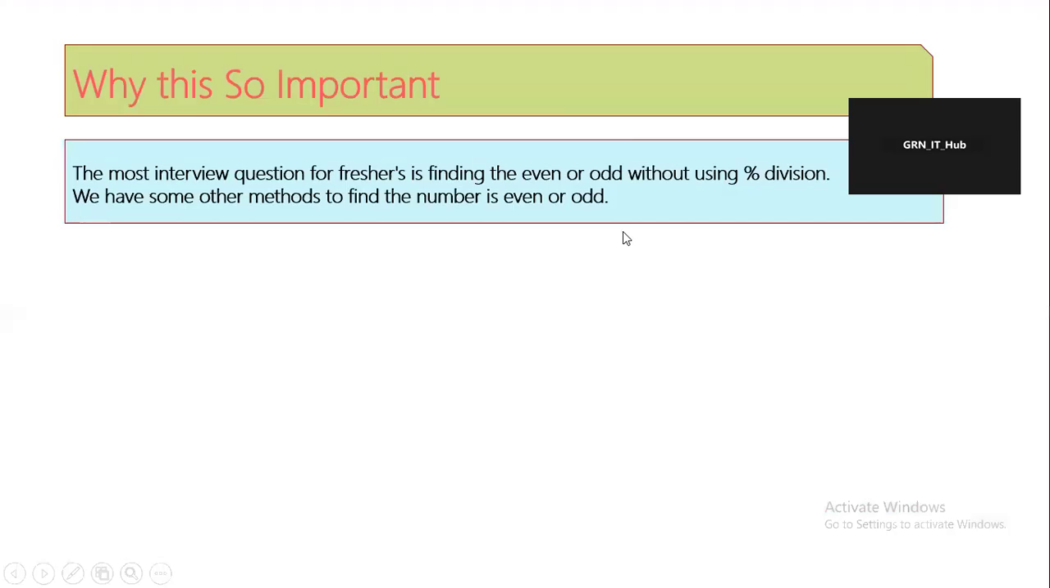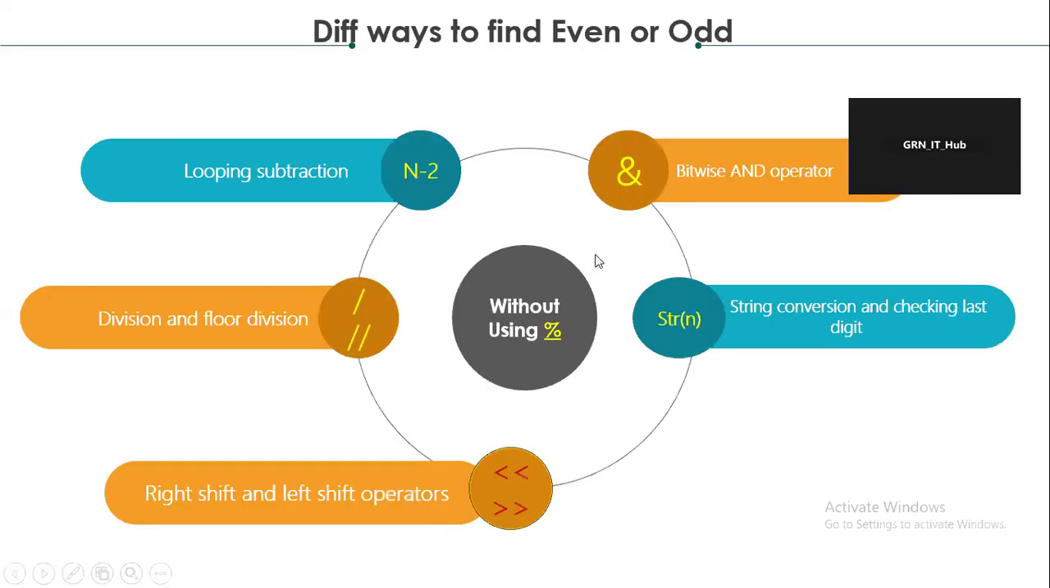Why it is important, guys: most freshers might have faced this question, find even or odd without using the modular symbol. Even if the interviewer doesn't mention it, if you go with the simple way, using the modular symbol, it will give a normal impression to the recruiters. If you go a different way, it will give a better impression, so that we have more chance of being recruited.